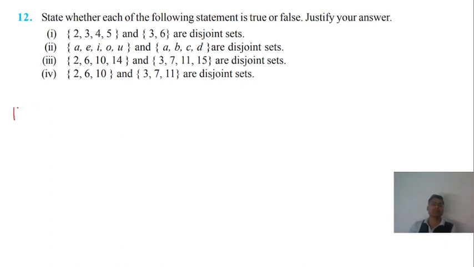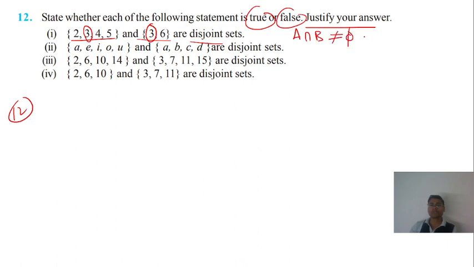Coming to question number 12 now. For each of the following we will have to write true or false and justify our answers. They are saying these two sets are disjoint. For two sets to be disjoint there must not be any common element, but we find here 3 to be common. So we write A intersection B is not a phi set. It is not a disjoint set, so it is false.